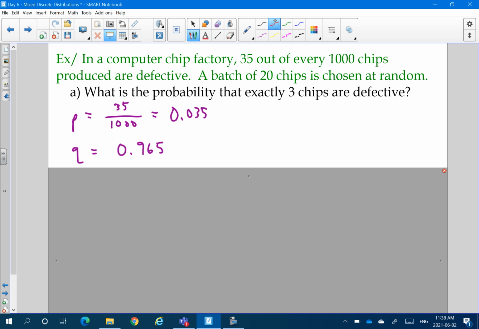Alright, so now we've got our P and Q. The question said, what's the probability that exactly 3 are defective? So what's the probability of X equaling 3? So we have 20 chips chosen, and we're going to choose exactly 3 of them, see if they're defective or not.